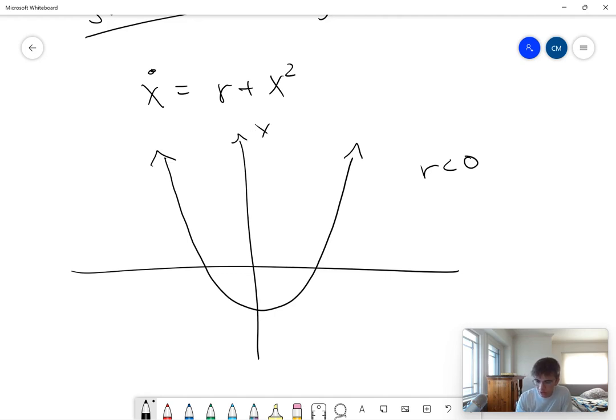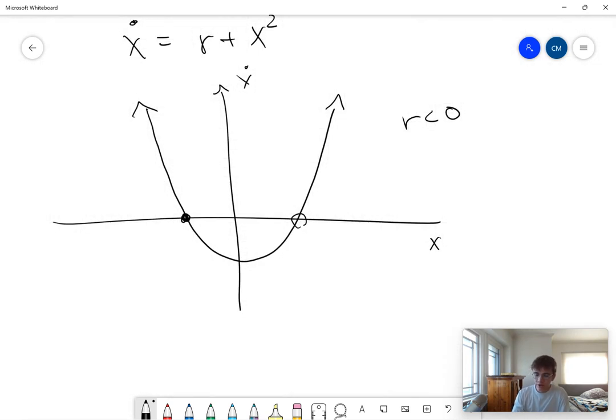I have a parabola. Here's my x dot. Here's my x. And here would be an unstable, and here's a stable fixed point, right? Just by looking at the slopes at the fixed points. And now what I want to look at is as I change r, I'm essentially sliding this parabola up and down. And what's going to happen to these fixed points?